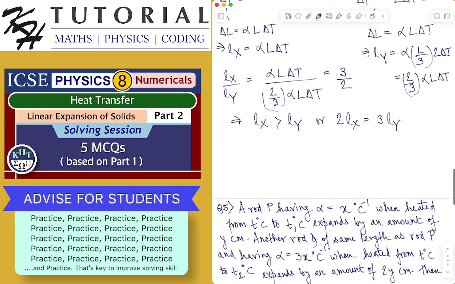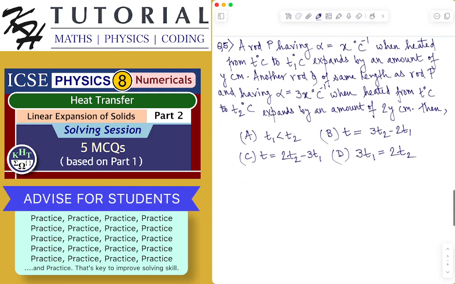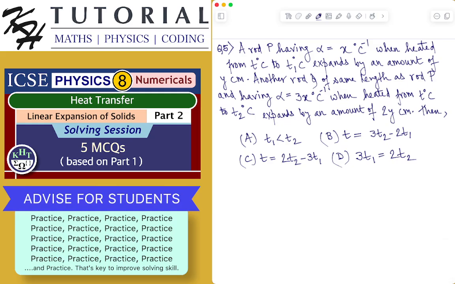Let's see the next problem, the last problem. A rod P having alpha equals x per degree Celsius, when heated from T degree Celsius to T1 degree Celsius, expands by an amount of y centimeter.